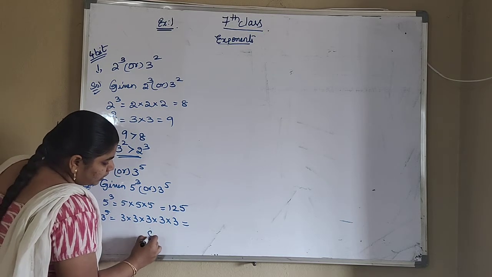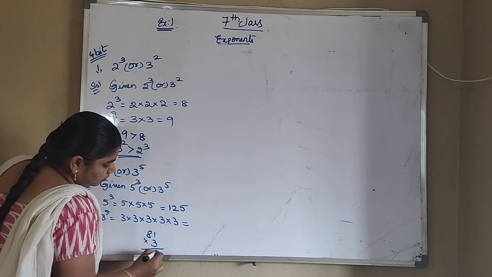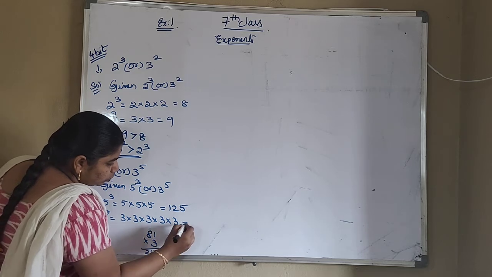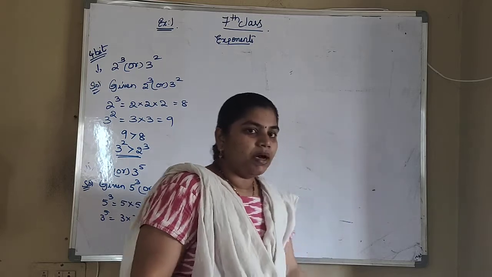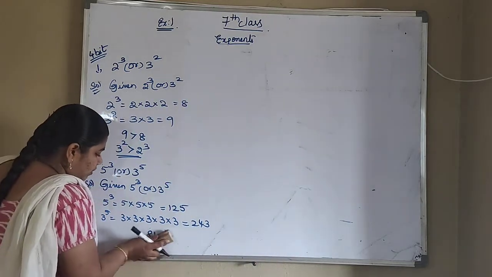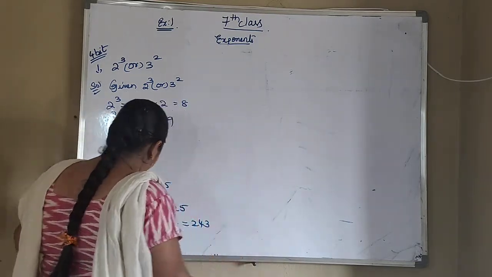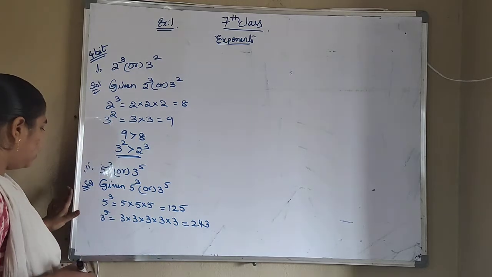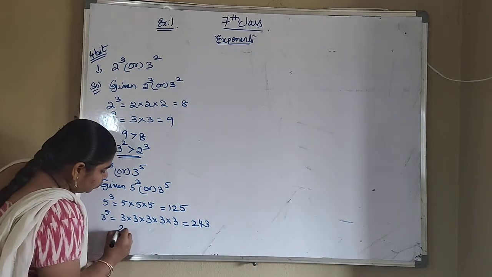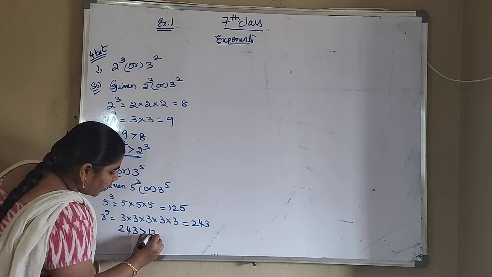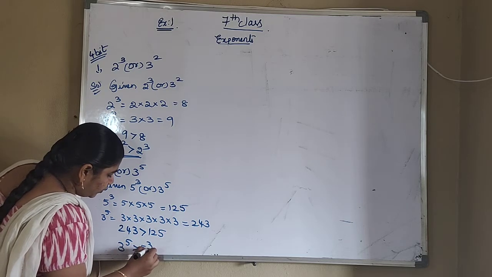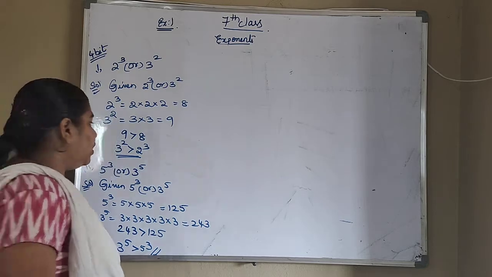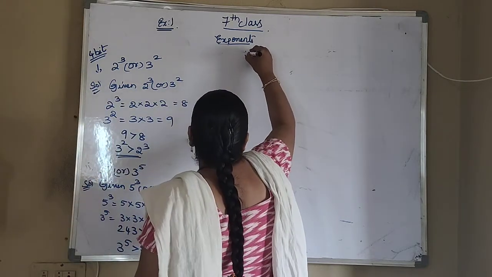So 81 3s is 243. So which is greater here? 3 power 5 is greater than 5 power 3. So here 243 is greater than 125. So 3 power 5 is greater than 5 cube is our answer. Okay. So next one, third one.